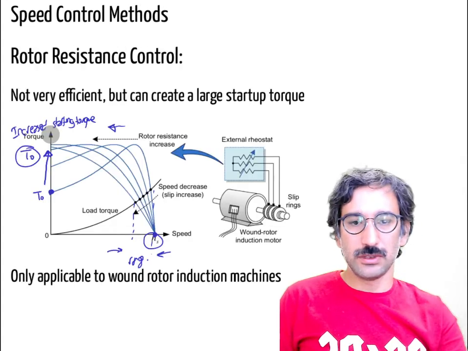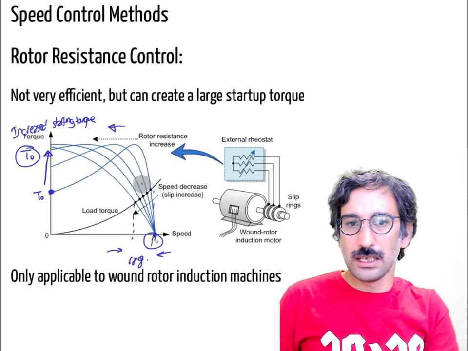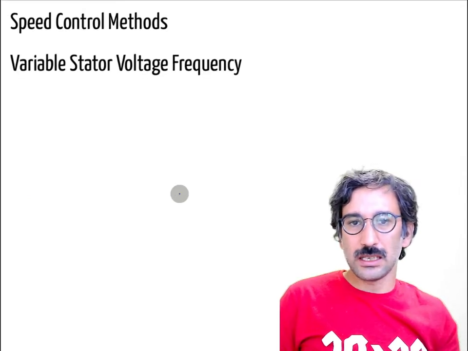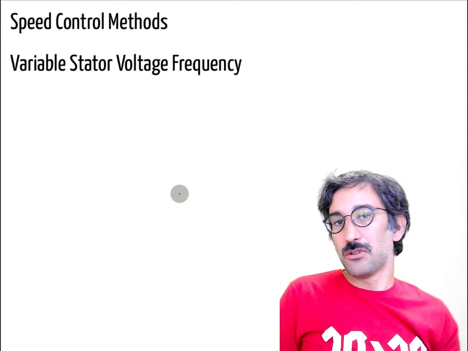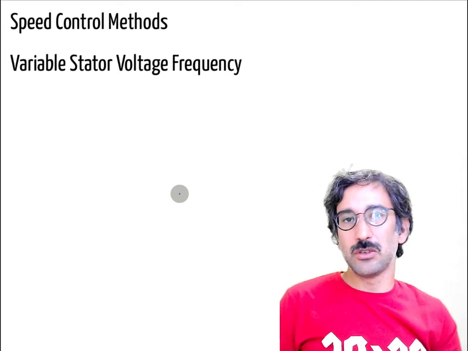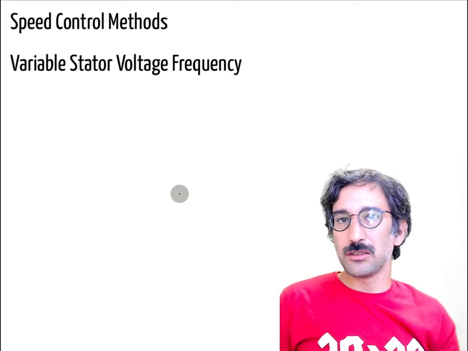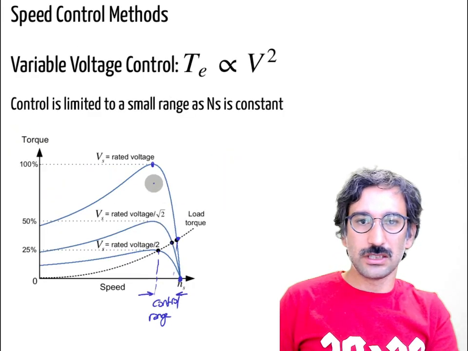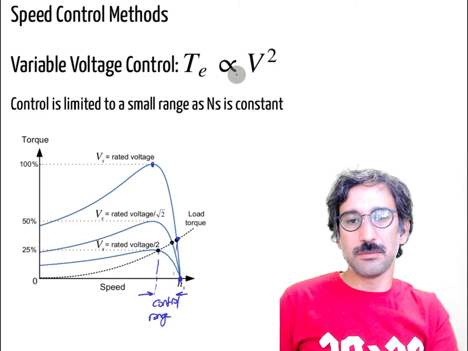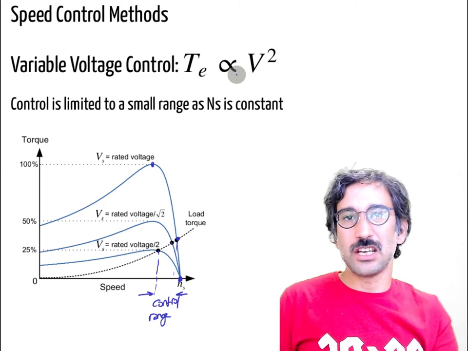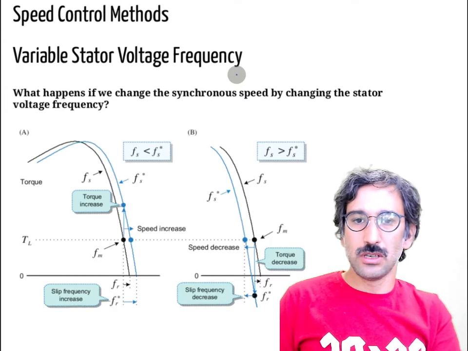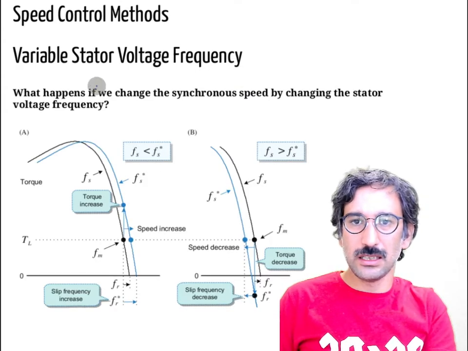Again, for speed control, it is not really flexible. So what I can do is, for example, change something similar to changing the magnitude of the voltage. So that's what we did here. Instead of just changing the voltage magnitude, what happens if I change the frequency of my voltage? Okay, so let's have a look at those things.